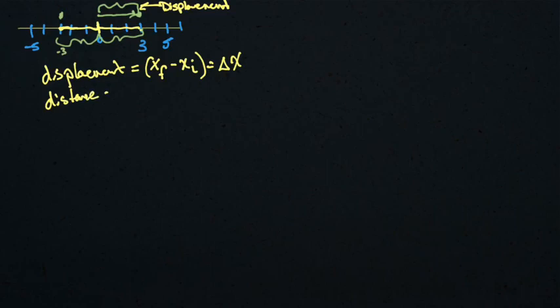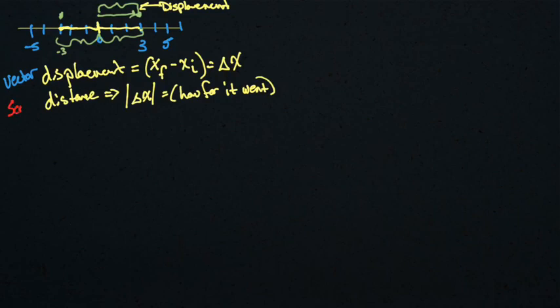Our distance is the absolute value of our displacement, or how far it went. That's it. The distance from 0 to 3 is equal to the distance from 0 to -3. If we just want to see how far you went, then that negative doesn't matter. So that's the difference between displacement and distance. Remember, displacement is a vector, and distance is a scalar.